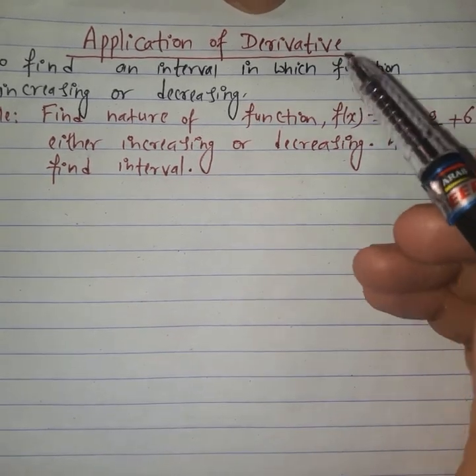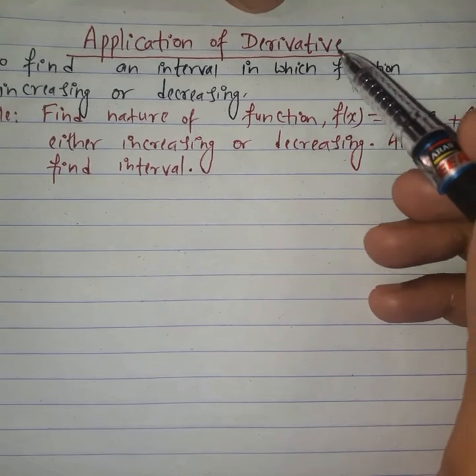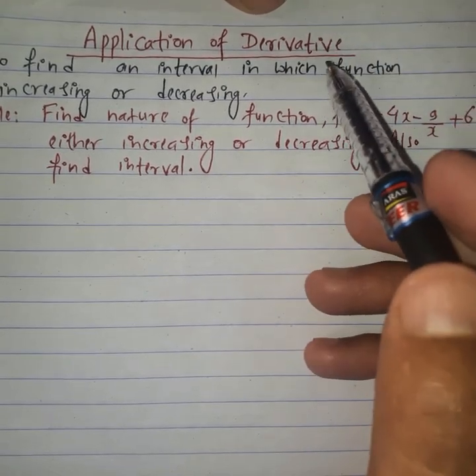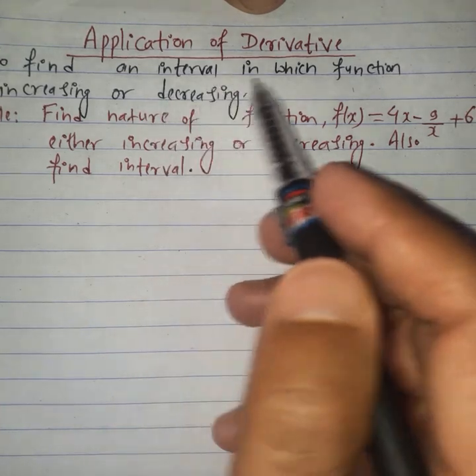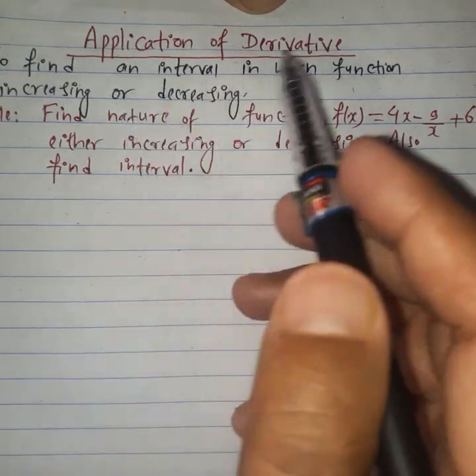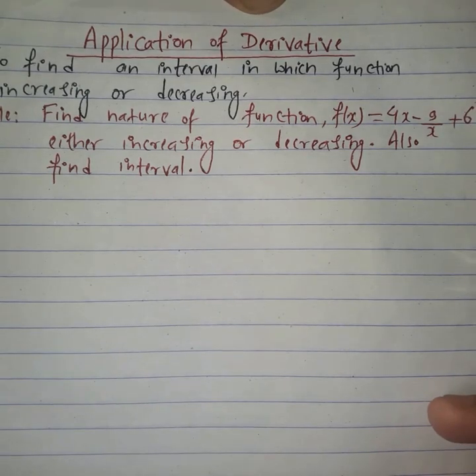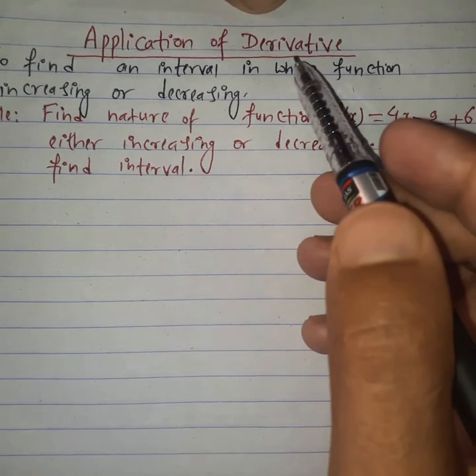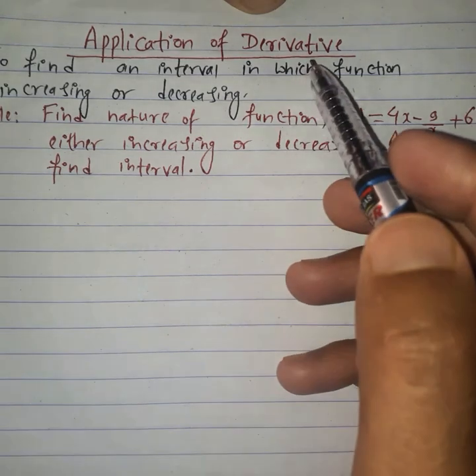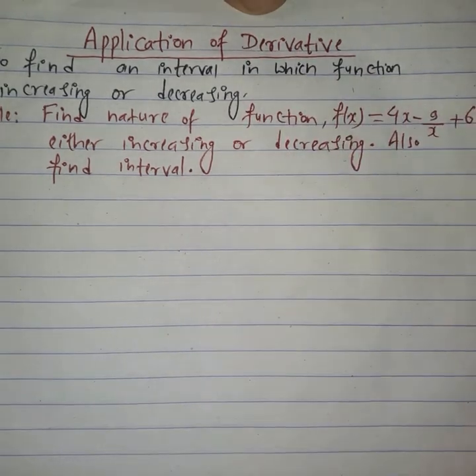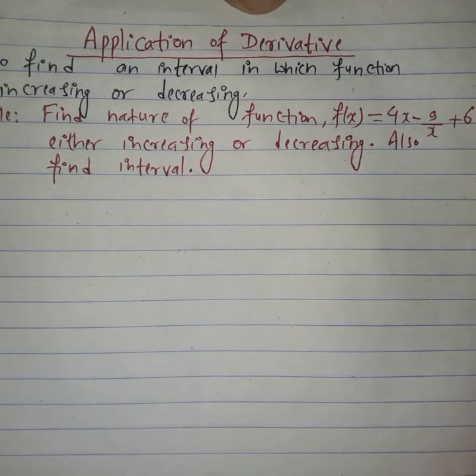Here, this is our today's topic: application of derivative. We can use the derivative to find an interval in which the function either increases or decreases, and such a type of function is called a monotonic function. We can do research on the monotonic function through the concept of the derivative. It is a very important application.